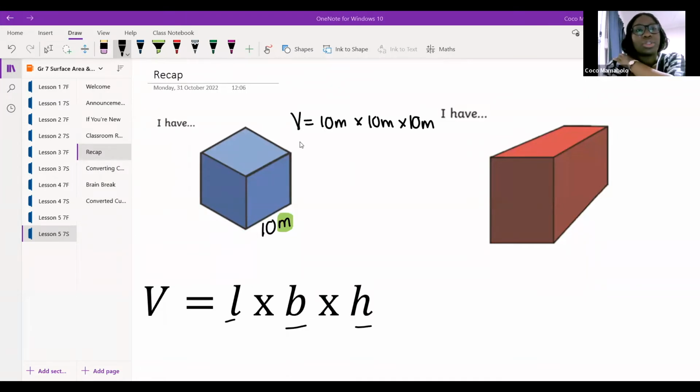Okay, all right. So I'm going to have my volume. Therefore, my volume is equal to 10 times 10 times 10 is 1,000 meters cubed. Excellent, guys. All right, we're doing great.